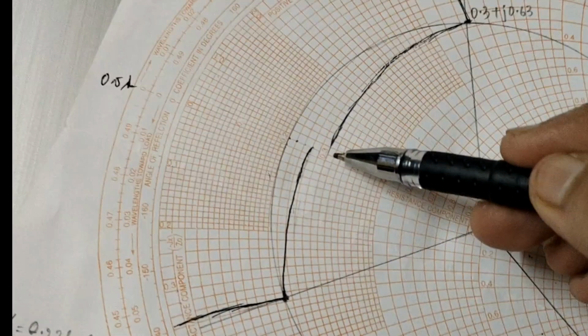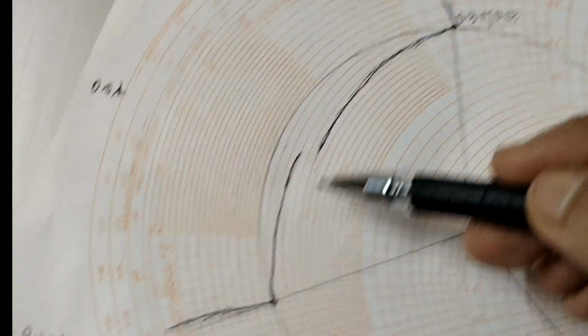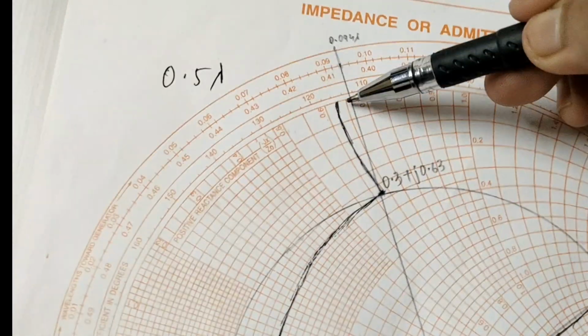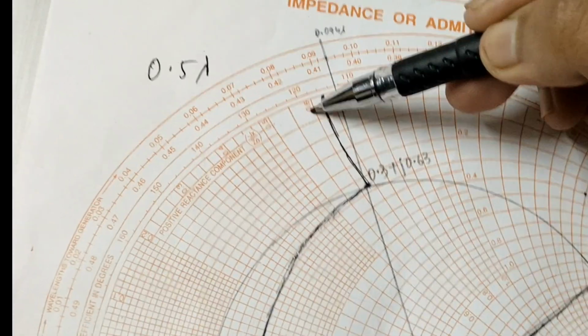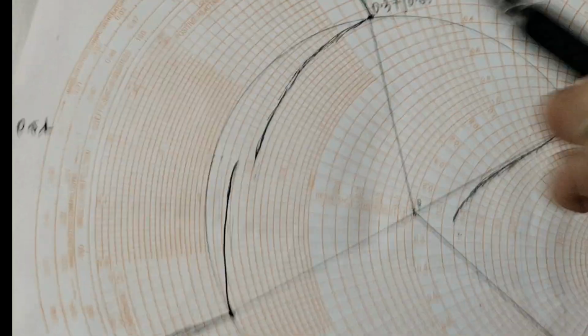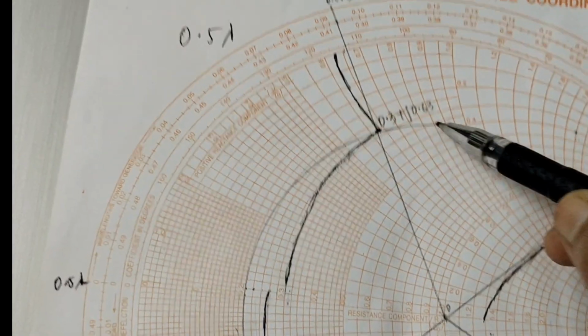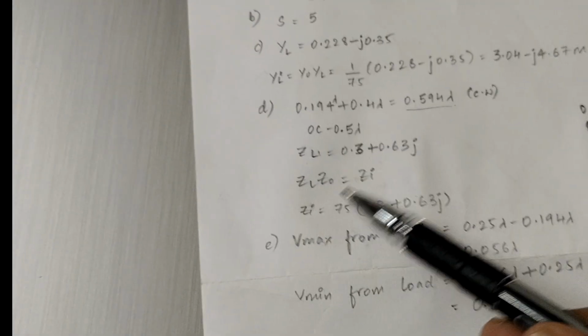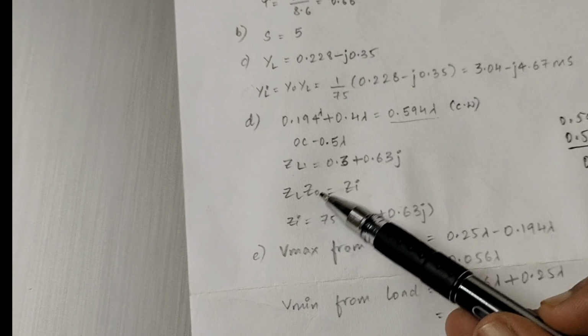After this, you check it out. This is going towards my 0.3. And my imaginary axis is going towards 0.6 to 0.7. This is 0.65. So this will be 0.63. That is what I've written. 0.3 plus j 0.63. But to find Zi, you have to multiply it with ZL. So I have multiplied 75 into 0.3 plus j 0.63.